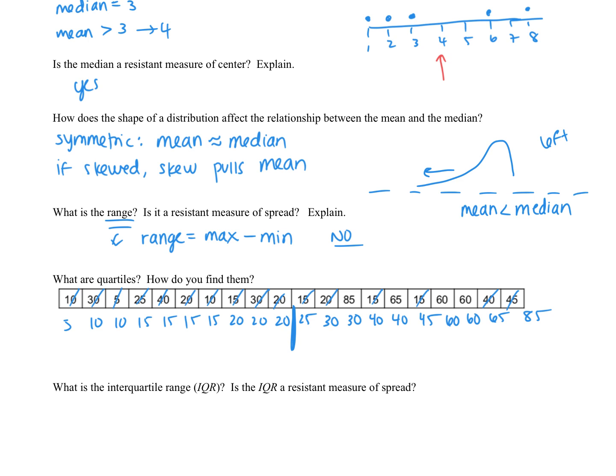So if we go and find the median of the first half, I cross out 2 from one end, 2 from the other, 2 from one end, 2 from the other. So we take the average of the 2 in the middle, which is 15. This is called the lower quartile, which is denoted by Q1, and that number is 15.